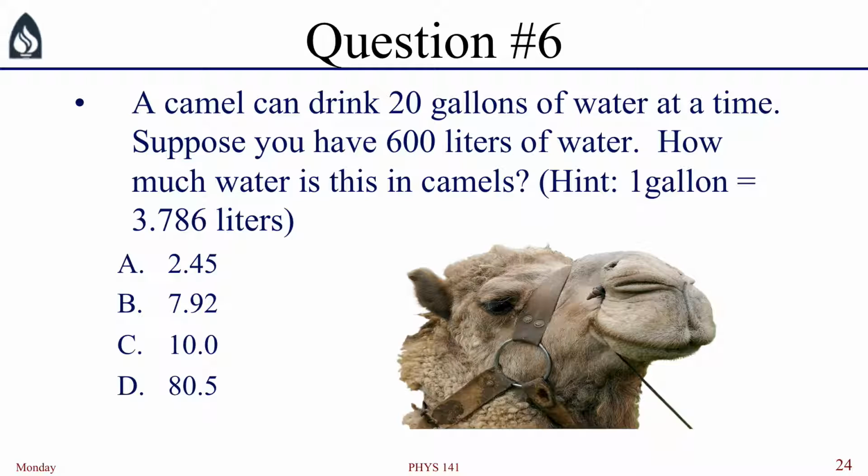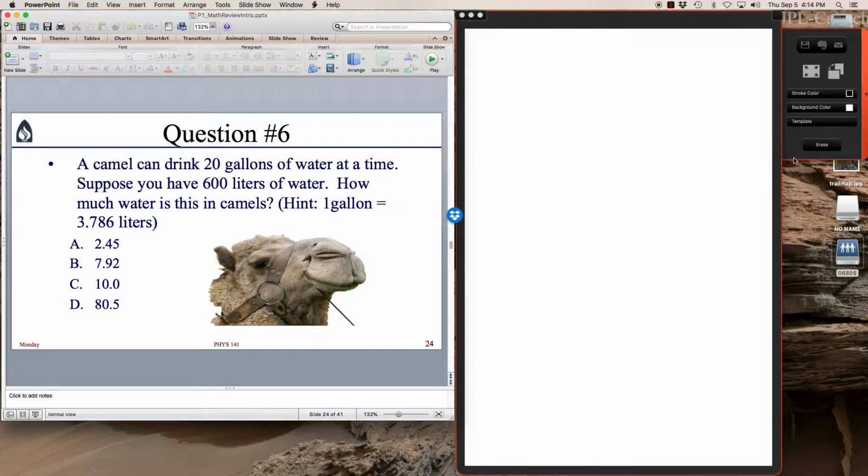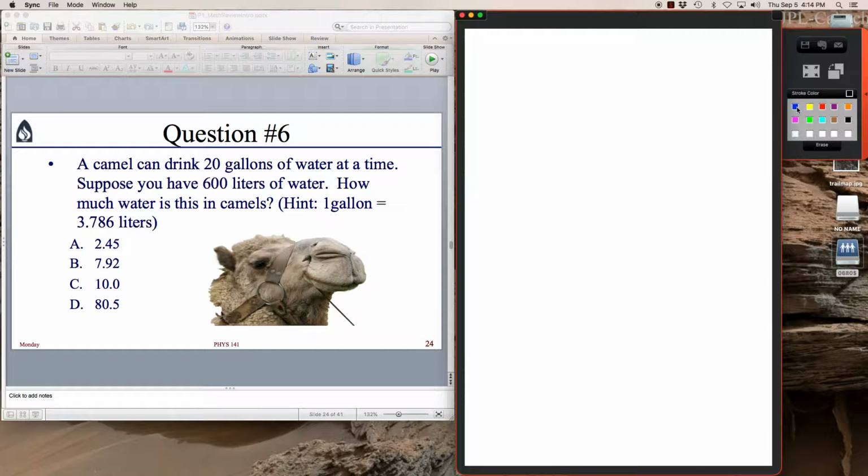Okay, so now if you have your answer, let's take a look at going through this together. So I think I'll need a bit more room to write. So I will pop over to my writing pad and see if we can do this problem together. So the first thing I want to write down is the quantity that I know that I have. And in this case, I have 600 liters of water that I want to store in camels. So I start with my 600 liters of water, and I need to convert this to camels.